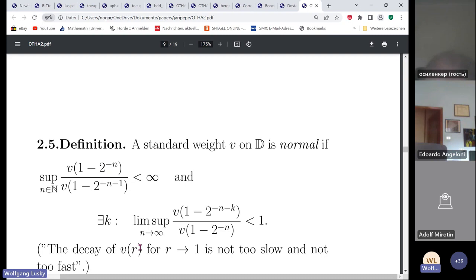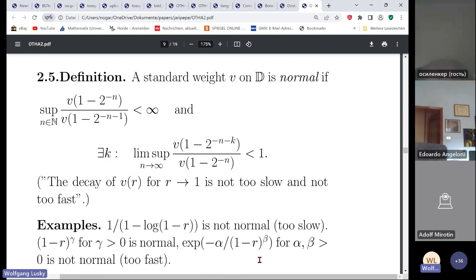And in a way, this is the opposite. Here I have a number which is larger than the one down here. So this quotient has to be smaller than or equal to 1. And I want to have it properly smaller than 1, so for some fixed k after k steps at the end. So meaning the weight should not be too slow. Now going back to our examples, the logarithmic weight is not normal. It's too slow.